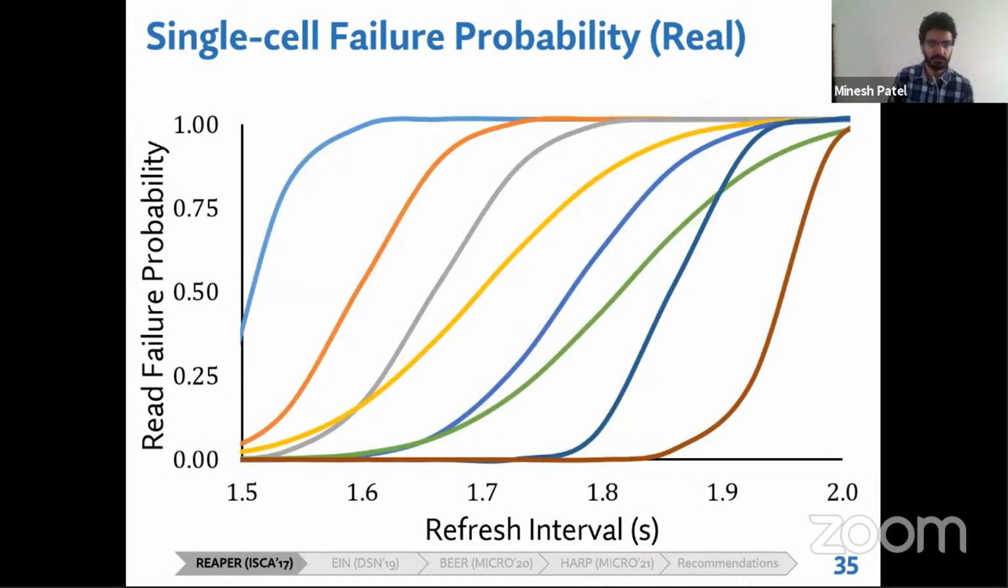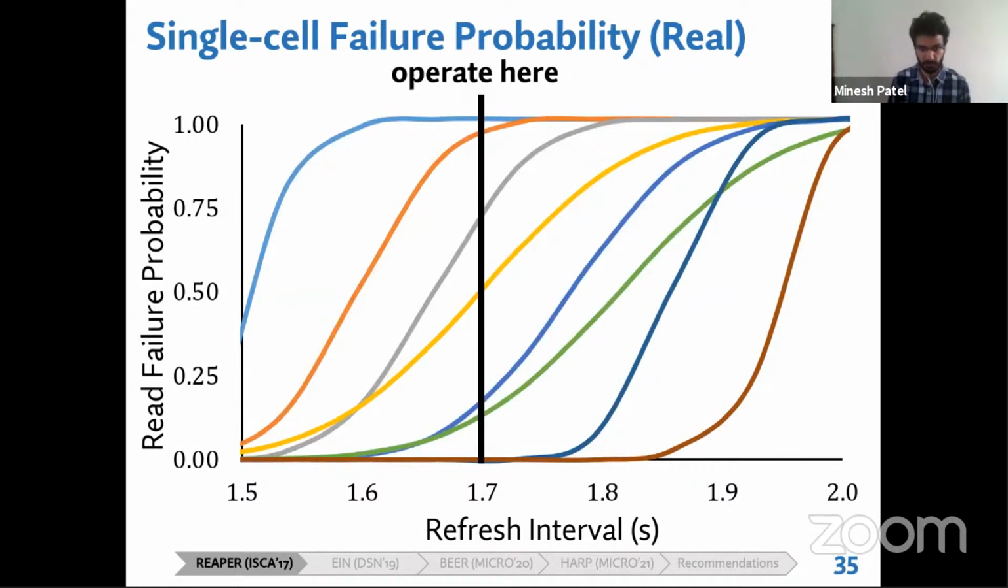So now suppose that we're interested in operating at a refresh interval of 1.7 seconds, shown by this vertical line essentially. And we'll find that there are 6 cells that fail with a non-negligible probability of failure at this refresh interval. However, the bottom 2 cells will be relatively hard to find because they have a low probability of failure at this refresh interval.